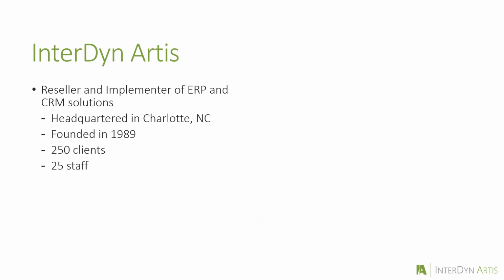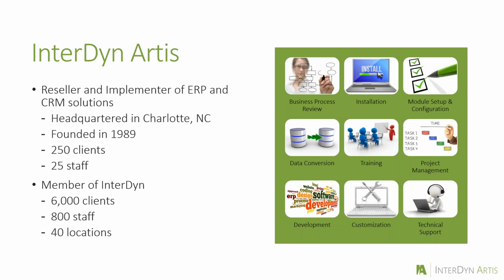So our company, InterDyn Artis, we are a reseller and implementer of ERP and CRM solutions. We're headquartered in Charlotte, North Carolina, founded in 1989. So we've been doing this for a little while. We have 250 local clients, 25 people in our Charlotte office. We're a member of InterDyn, and there's about 40 locations nationwide and quite a few customers and staff, as you can see. The main services that we provide all relate to the implementation of ERP and CRM, whether it's training, data conversion, installation if it's an on-premise solution, business process review, technical support or after-the-sale support, customization, you name it. That's what we focus on. We sell the software and we help you get the most out of it.